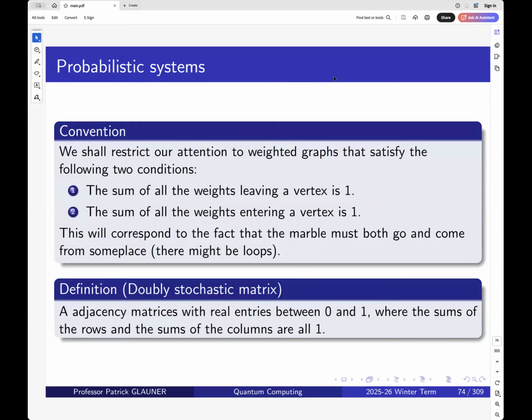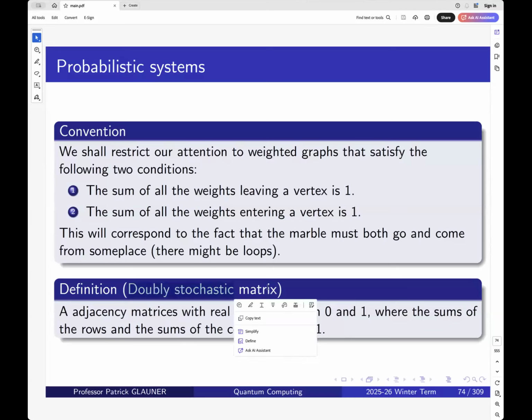Later, when we deal with quantum systems, we don't deal just with probabilities between 0 and 1, but rather we will deal with complex numbers. But there is also some way how we can convert these complex numbers for a check into real values. And then we will later see the term doubly stochastic matrix again.